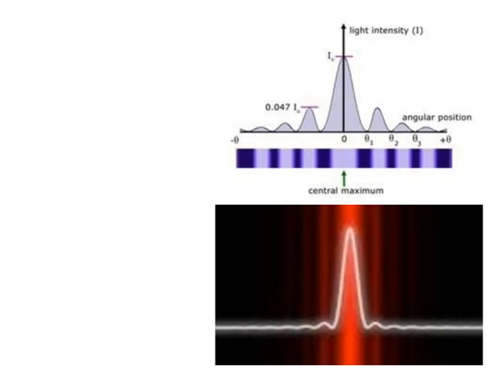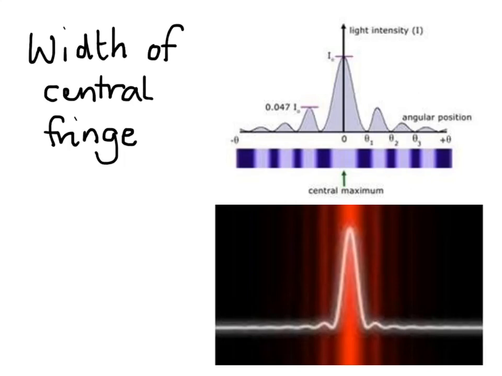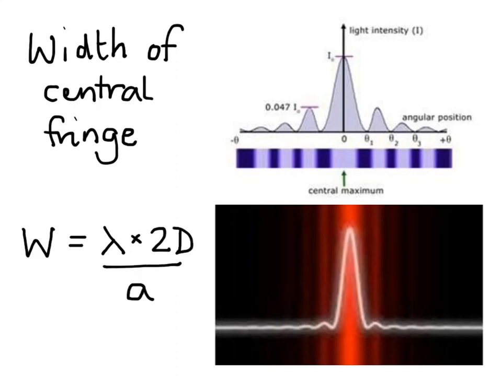So this is an actual photograph of the laser pattern you would get. So we've got the central bright fringe and dimmer fringes on each side, and it's superimposed with the intensity graph, so you can see how that works. So the formula: the width of the central fringe is given by W equals lambda times 2D over A. Just to remind you what all the bits are.